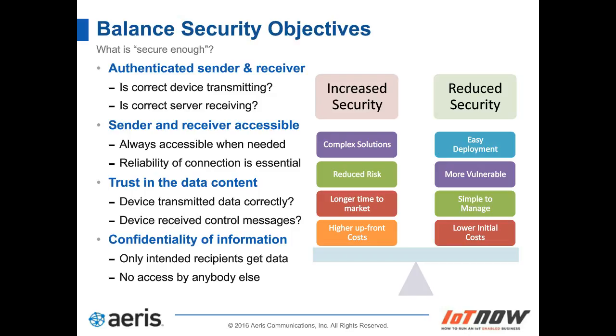The second thing is that the network should be available. The sender and receiver generally should be accessible when you need to. So you need to have a reliable connection. If you don't have a reliable connection, how do you know your data that you need to send is being received properly? You don't, unless you have some kind of assurance that the network is available when you need it. That is an issue that you need to take into account.